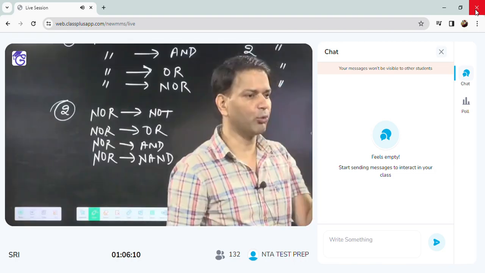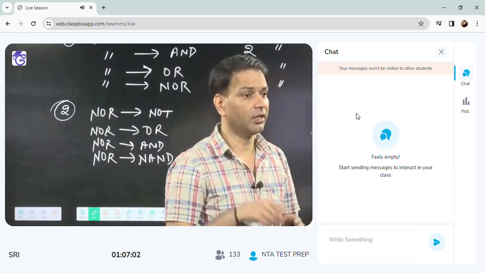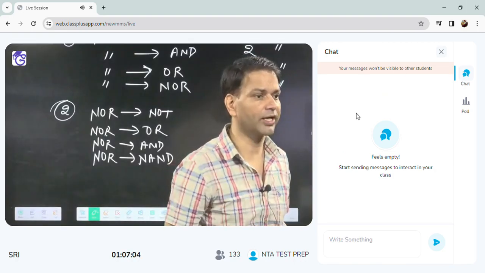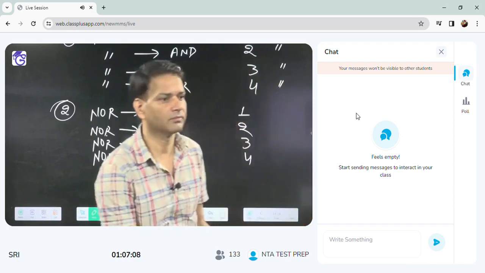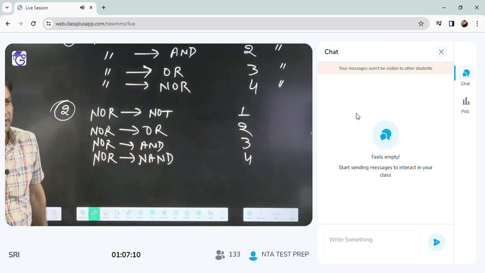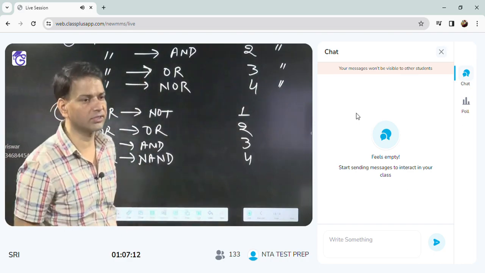So same to same, like NOR to OR, 2 gates, NAND to AND, 2 gates. When you are going opposite, NAND to OR, 3 gates, NOR to AND, 3 gates, and one universal to the other universal, 4 gates. Whichever gate I am using for the conversion, that number I am saying.